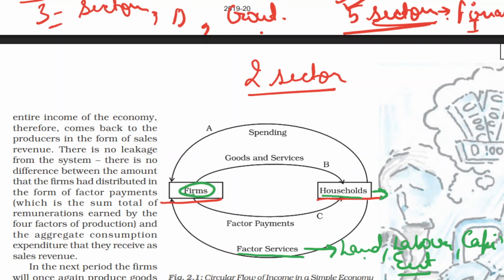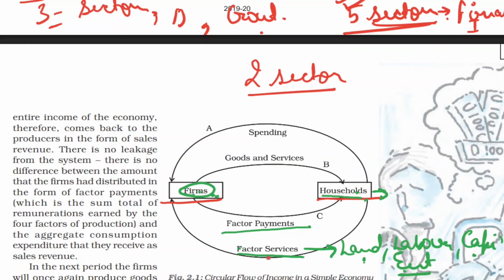These are factor services which are provided by households to firms, because as a household you will be having land, which you will be renting to the firms to work on. As a household you will be the laborers in the firms. You will be the one who will be investing your money in firms to gain profit, and you will be the one who will be providing the business idea to the firms, right? As a household you provide factor services to the firm, and in return you get factor payments.